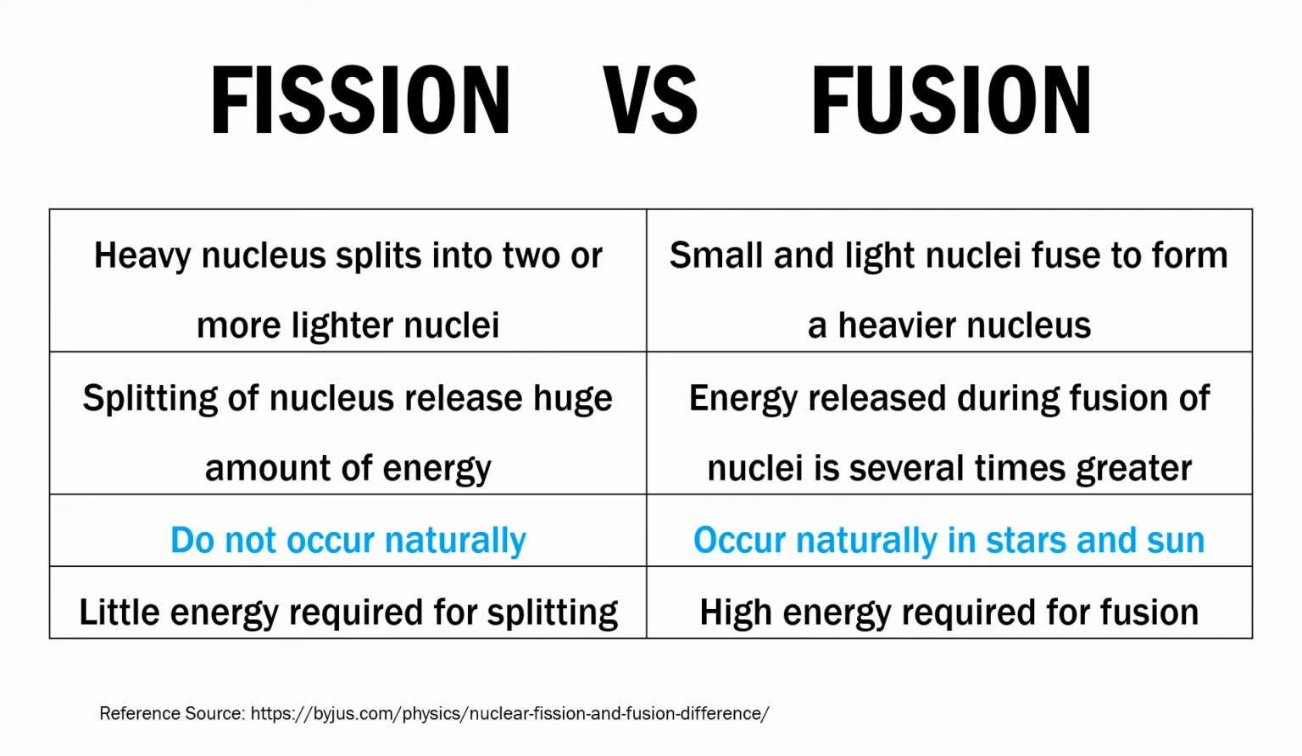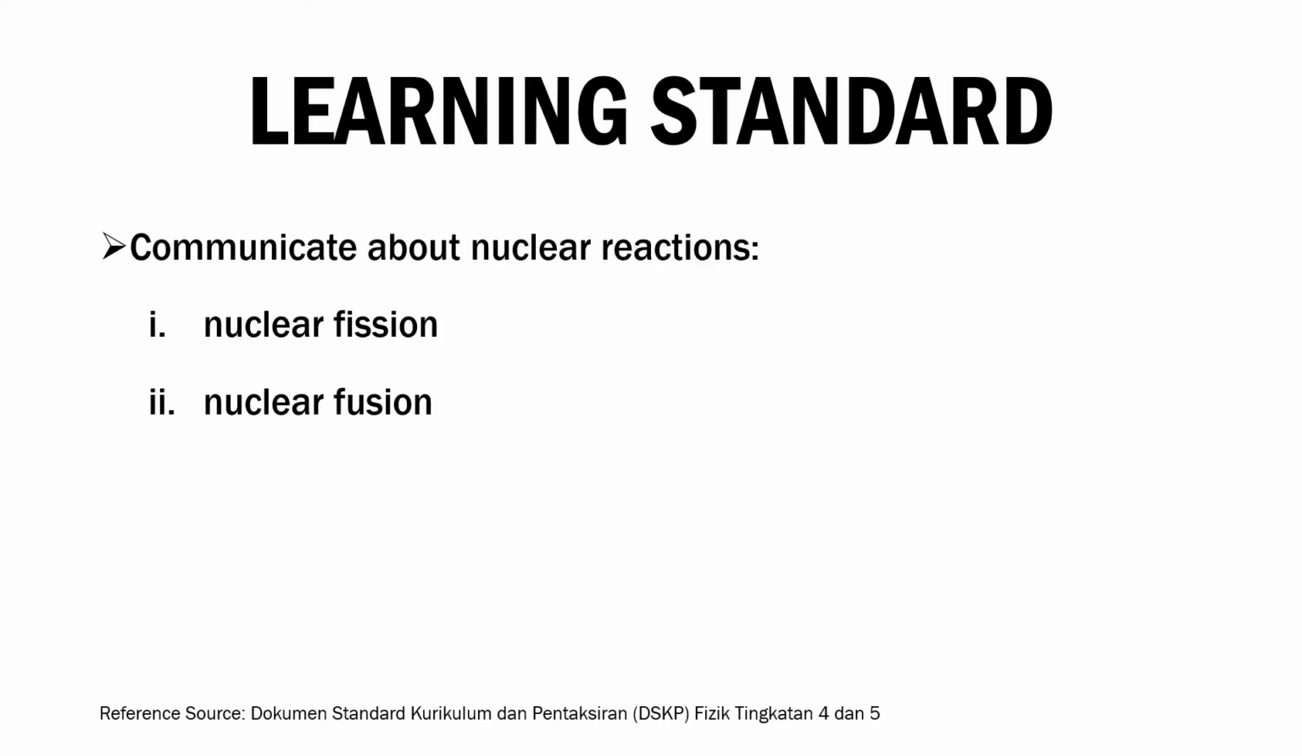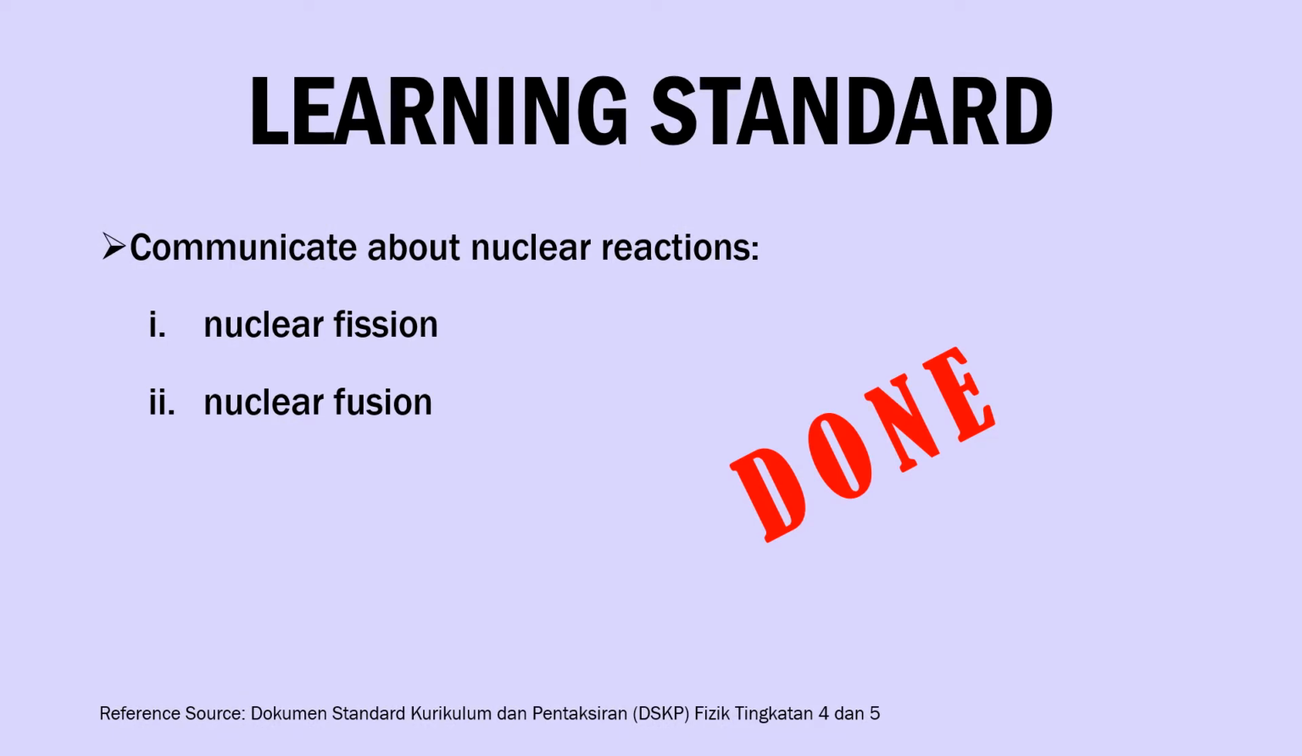Furthermore, nuclear fission does not occur naturally, but fusion occurs naturally in stars and the sun. And the last comparison is about the energy required for the process. While little energy is required for splitting in fission, high energy is required for fusion. So, with the comparison table of nuclear fission and nuclear fusion just now, we have done our first learning standard of today.